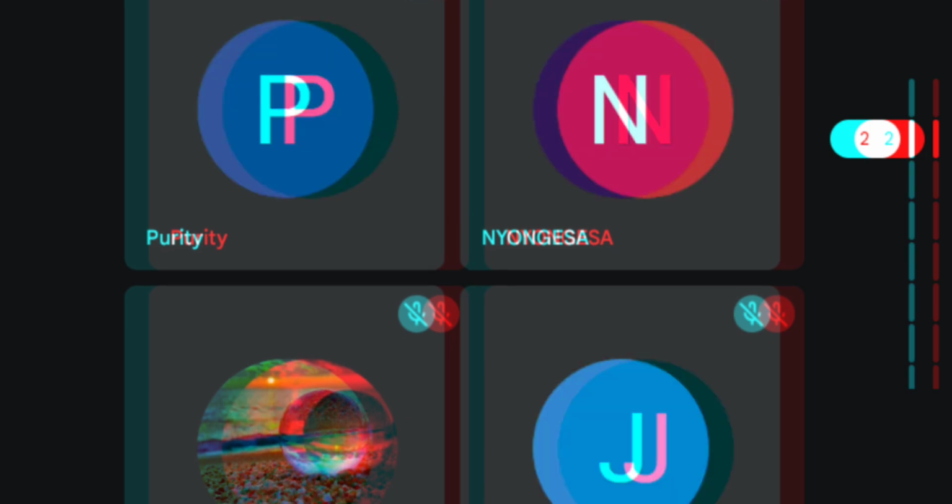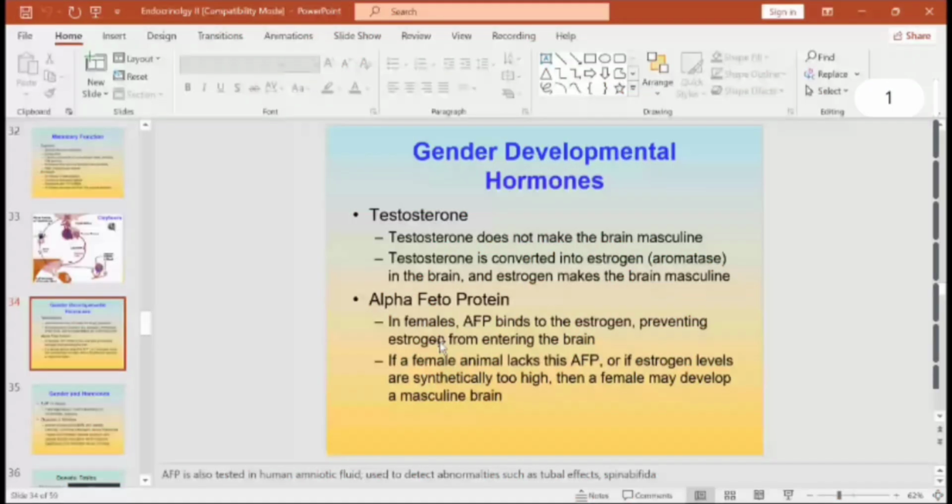Okay, so we proceed on and look at the gender development hormones and the effect they have on the body. We start by looking at the testosterone hormone, and it's predominantly available in males compared to females, but also in females we have testosterone, but the level is usually on the very lower side.